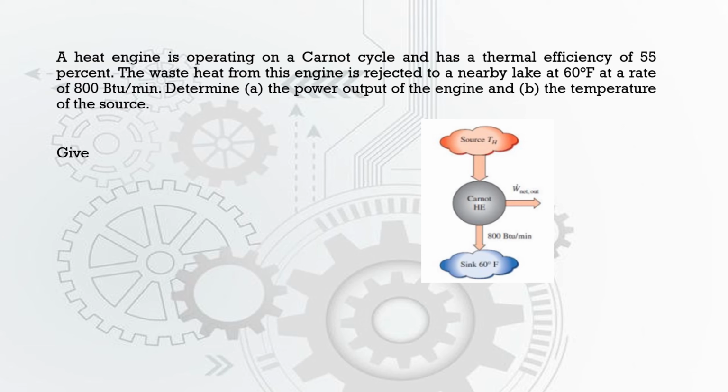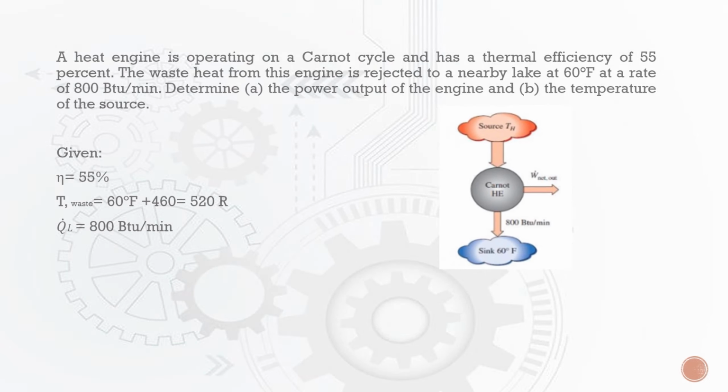The given values are temperature equals 60 degrees Fahrenheit, but we need to convert it into Rankine, which is equal to 520 Rankine. The heat rejected by the engine is equal to 800 British thermal unit per minute and the thermal efficiency is 55%.